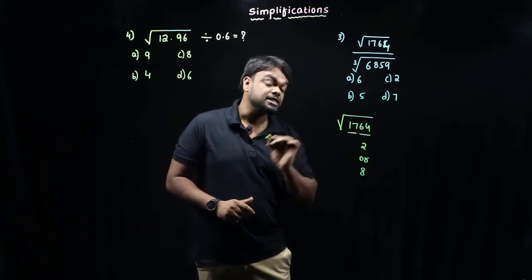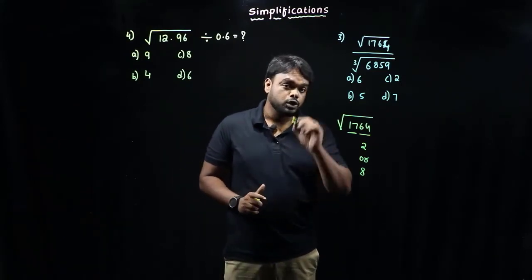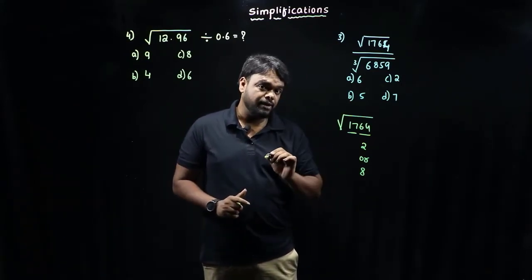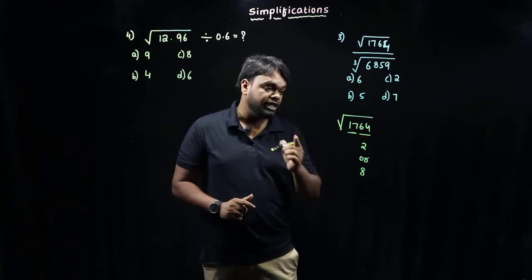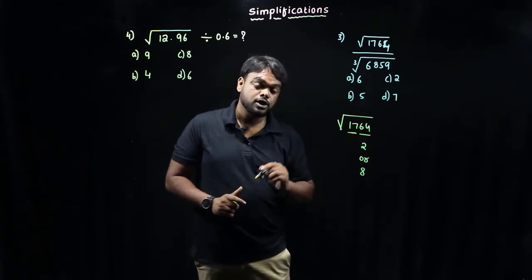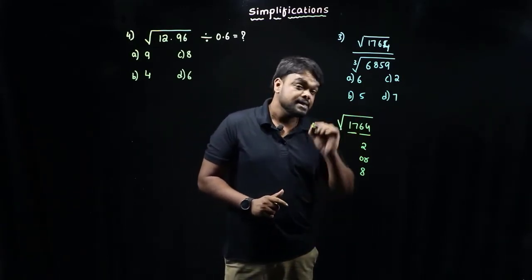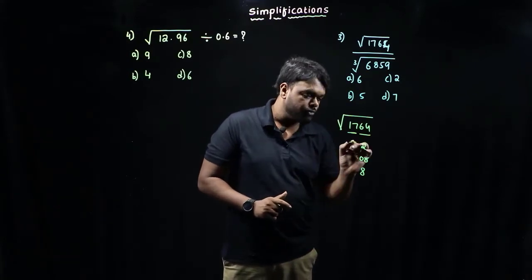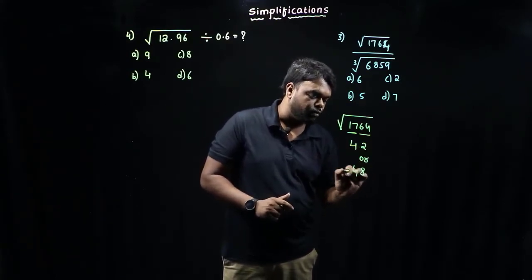Now, nearest perfect square to 17. 2 square 4, 3 square 9, 4 square 16, 5 square 25. 5 square goes beyond 17. So, what do we consider? 4 square 16. 16 comes from which number? 4. So, our answer is either 42 or 48.